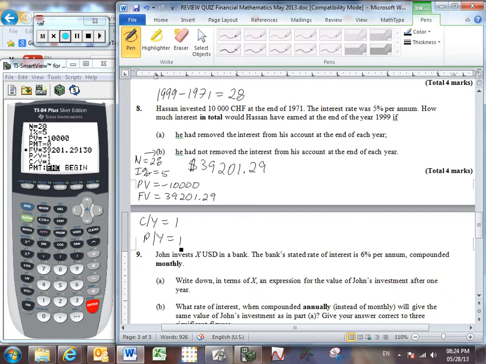Let's go back to part A. Let's suppose that he had removed the interest from his account at the end of each year. This means that each year there's only the original 10,000 Swiss francs left in his bank account. So let's look to see how much he'll earn after 1 year. So the 10,000 is multiplying by the 1, so that's preserving the initial 10,000 with a 5% increase. Let's see what this gives us.